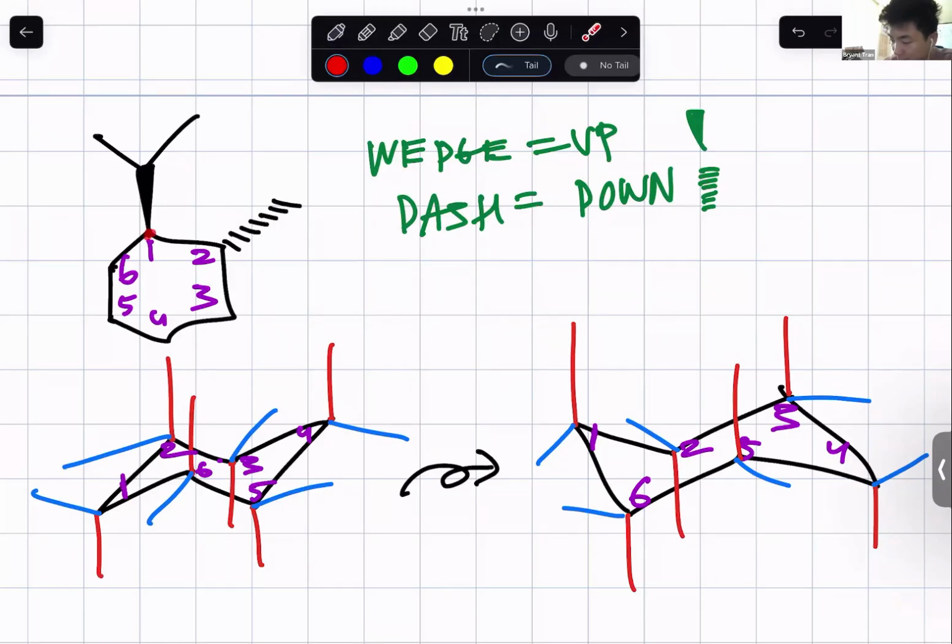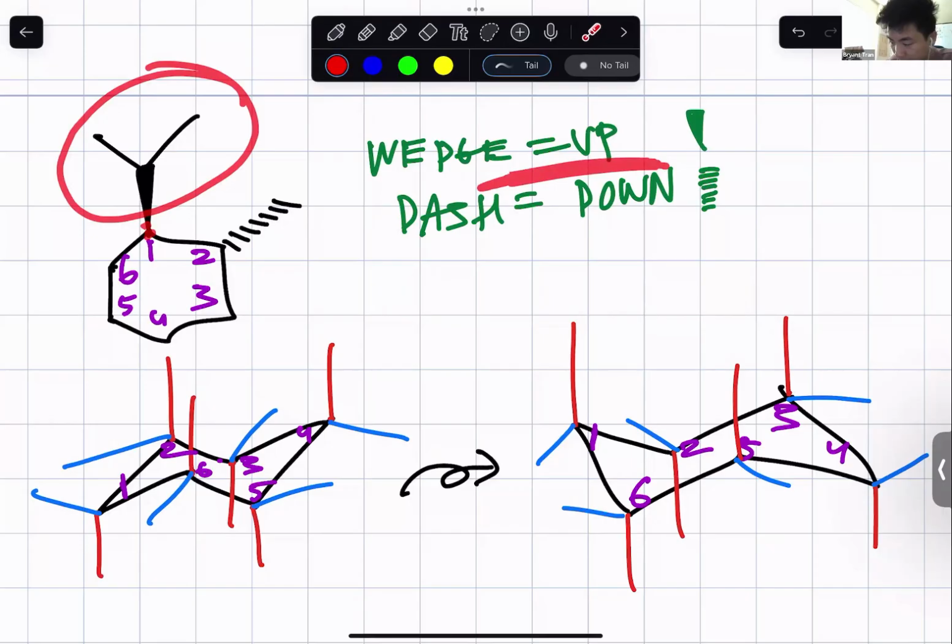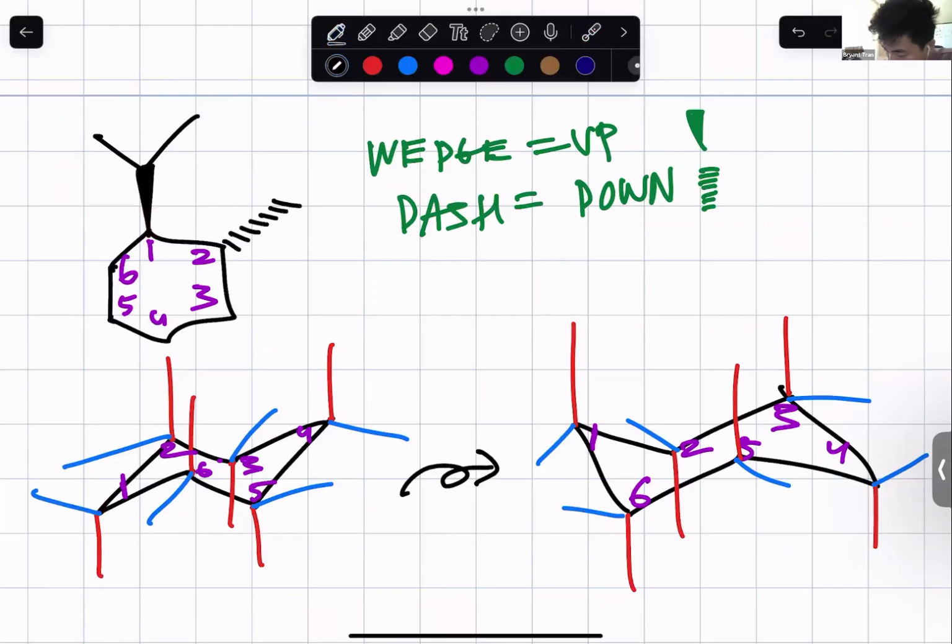So now we see this isopropyl group here is a wedge, which is going to go up. Now if we look at carbon 1 over here, what bond is going up? Axial or equatorial? For this chair conformation here on carbon 1. Equatorial. We see axial is going down, equatorial is going up. So our isopropyl group would be on the equatorial bond, like that. Right.